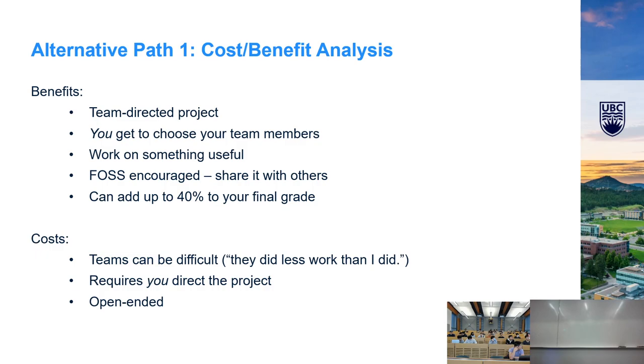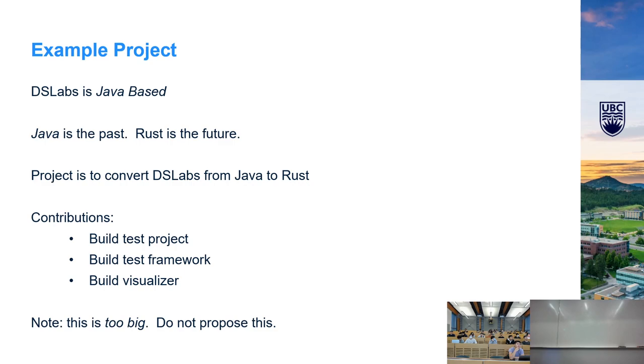Here's an example project. Do not do this project. I specifically picked a project that you should not choose because it's too big. So the labs here are all done in Java. I would prefer if they were done in Rust. So the project would be, how do I take all this code and convert it from Java to Rust? Why would I want to use Rust? Java sucks, but aside from that.